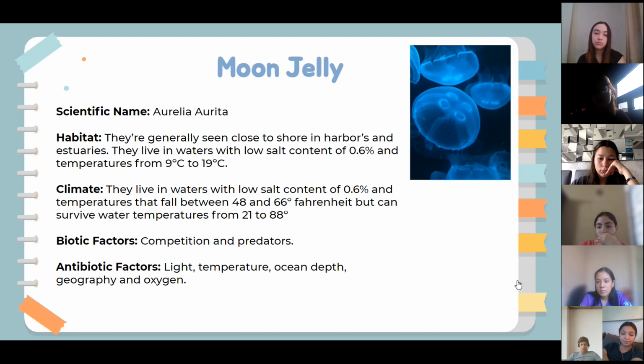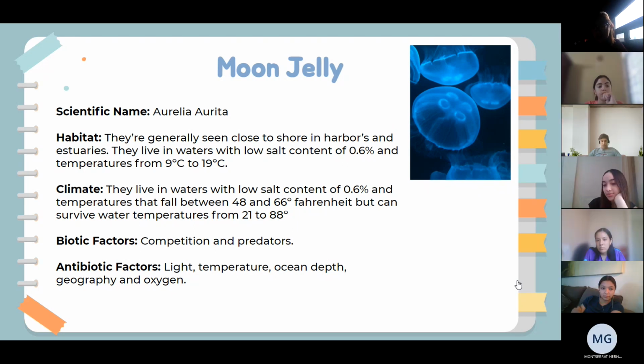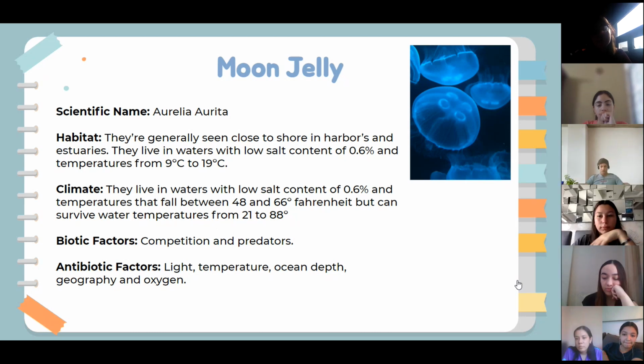Now the moon jelly. Its scientific name is Aurelia aurita, and in their habitat they're generally seen close to shore in harbors and estuaries. Their climate: they live in waters with low salt content of 0.6%, and their temperatures fall between 48 and 66 degrees Fahrenheit, but they can survive water temperatures from 21 to 88 degrees. Their biotic factors are competition and predators, and their abiotic factors are light, temperature, ocean depth, geography, and oxygen.